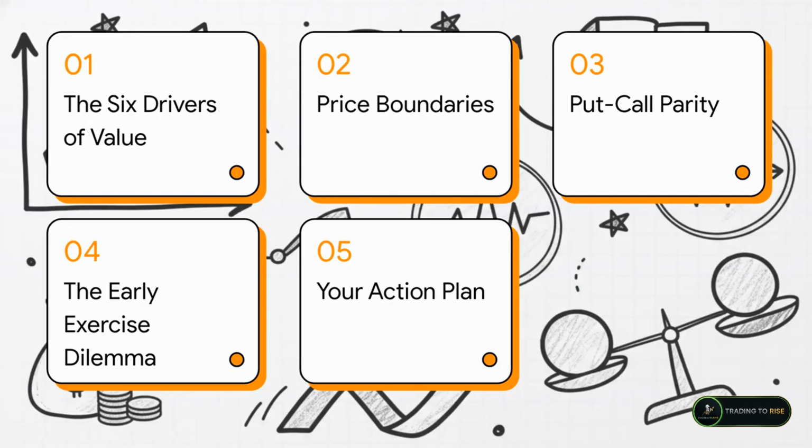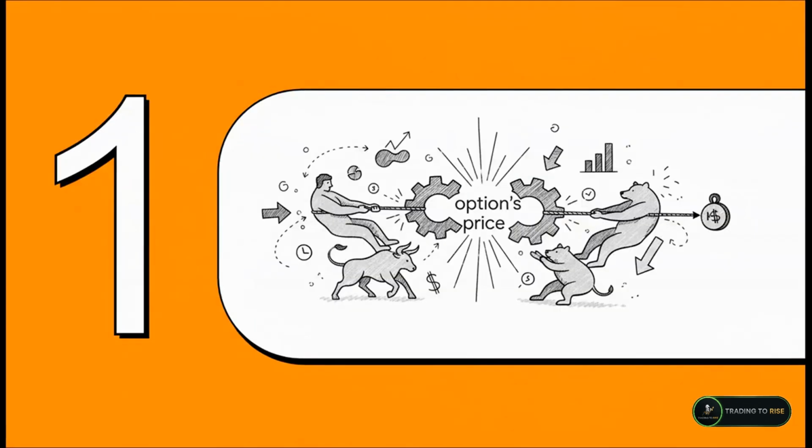All right, so here's the game plan for today. First, we'll break down the 6 key drivers of an option's value. Then, we'll talk about the rules of the game, the price boundaries. After that, we'll reveal a secret formula that links puts and calls. We'll also tackle that classic trader's dilemma, when to exercise. And finally, we'll put it all together in your action plan. Okay, let's jump right into our first section, the 6 drivers of value. We're going to get into the 6 key factors that are really pulling the strings behind an option's price.